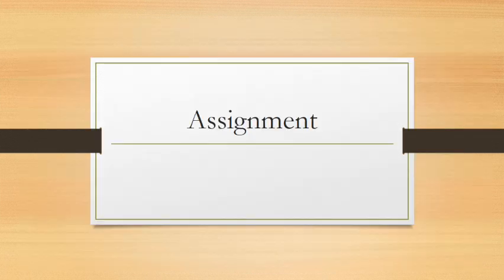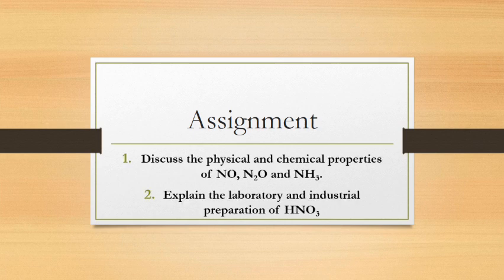Assignments. Number 1, discuss the physical and chemical properties of NO, N2O, and NH3. Number 2, explain the laboratory and industrial preparation of HNO3. So that is going to be an assignment for you. Try as much as possible to attempt it. Then make sure you indicate chemical equations where necessary.